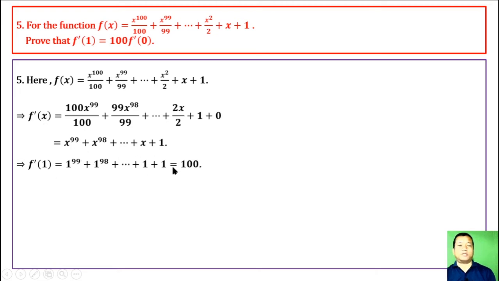How many times is 1 added? 1 is added up to 100 times, we get 100. Also, put x equal to 0, we get 1. Therefore, f dash of x is equal to, this must be 1. This must be 1. F dash of 1 equal to 100 times of f dash of 0. Hence proved.